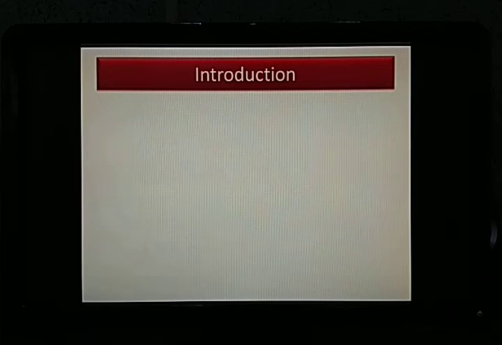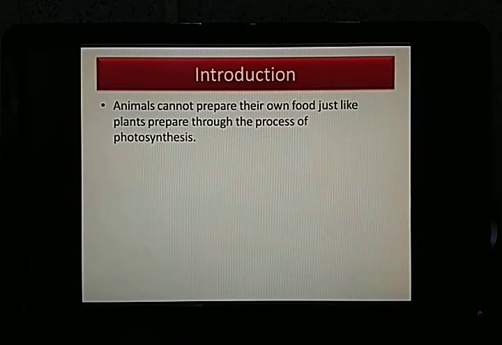So we'll start with the introduction of this chapter. The first point says, animals cannot prepare their own food just like plants prepare through the process of photosynthesis. We already know that animals are dependent on plants as well as other animals. Their mode of nutrition is heterotrophic in nature, unlike plants who are autotrophs or who can prepare their own food through the process of photosynthesis. We have already discussed these things.